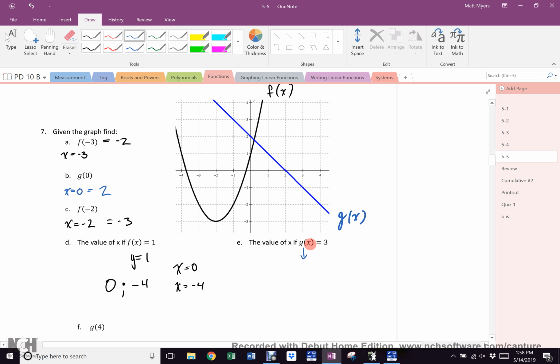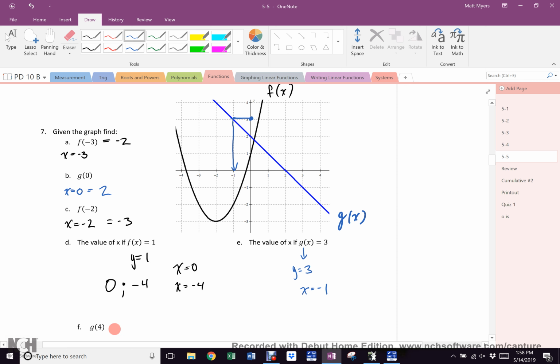Is it a y or an x value? Y equals 3. So where do I go? Up to 3. Which curve do I seek? The straight line. I seek an x value, so I go over till I hit it. Then I find the x value is what?